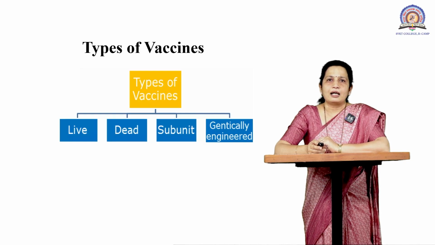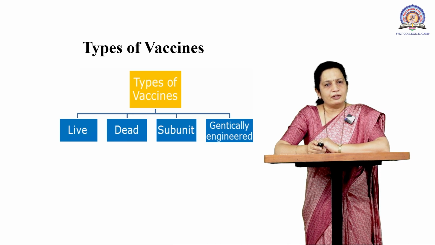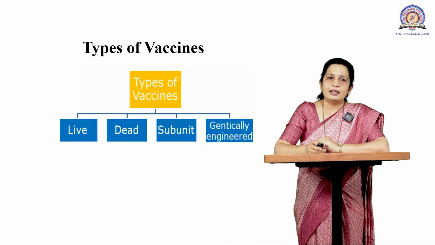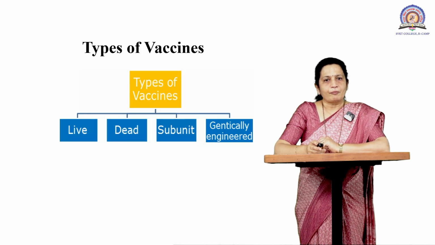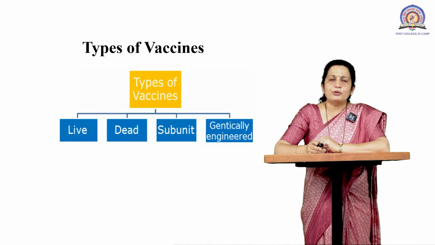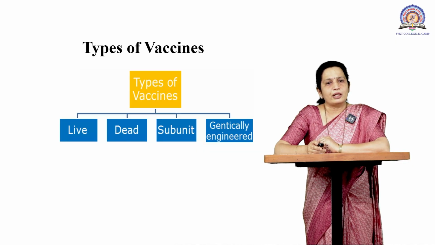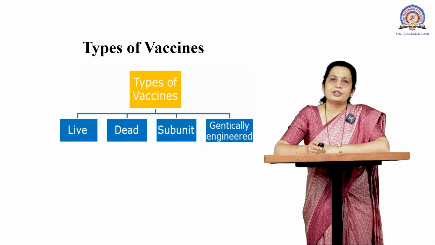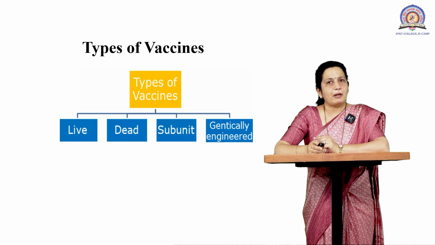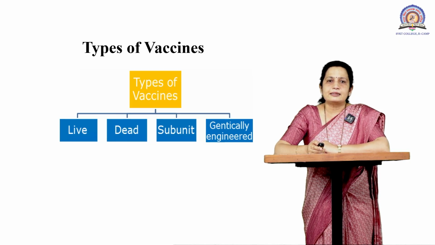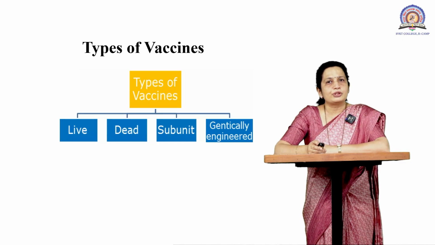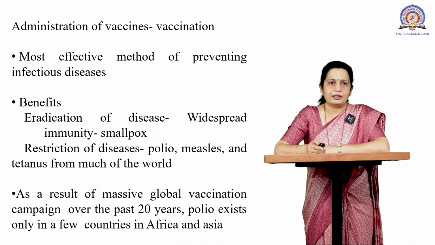Some vaccines are live vaccines, which contain live bacteria. Some vaccines are known as dead vaccines, which contain dead bacteria or virus. Some are subunit vaccines, where rather than the whole organism, a part of the organism is used, and some are genetically engineered, where that part of the vaccine is synthesized by the organism using genetic engineering techniques.